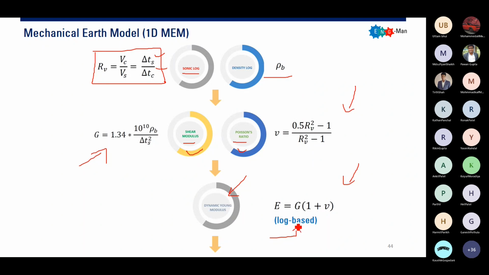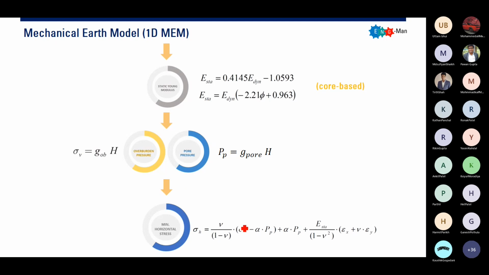We have to convert from the dynamic Young's modulus taken from the log to static Young's modulus, which is core-based. And we can turn from dynamic Young's modulus to static Young's modulus using empirical calculation like this one. After we have static Young's modulus, because our Earth, the reservoir, is better represented by static Young's modulus rather than dynamic Young's modulus.